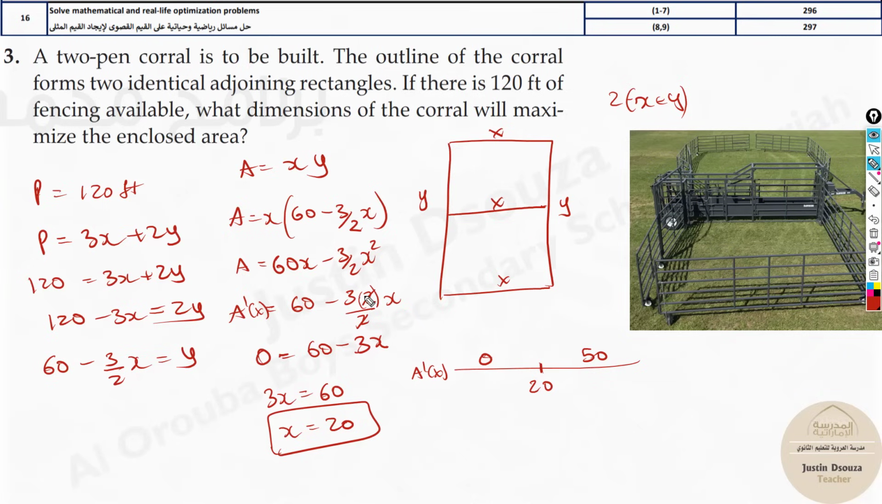substitute the 0 in the derived equation. If you substitute 0 over here, it's going to be positive. Why?